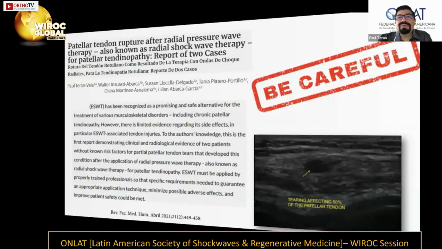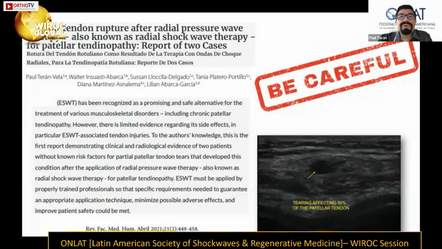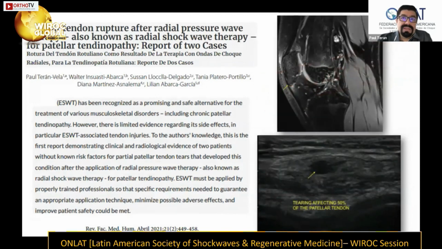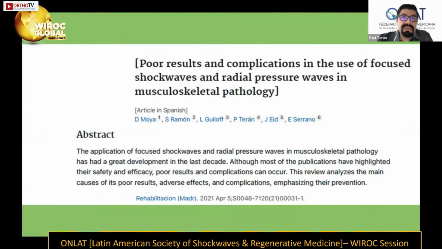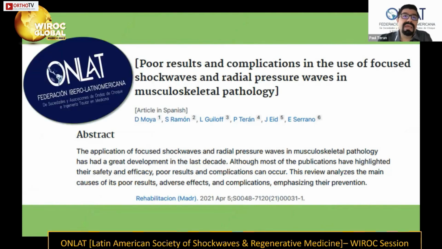We have started to see complications due to poor application and ignorance of this technology in cases of chronic tendinopathies, where it is observed like in this case: tendon tears and difficulty in tear resolution. Therefore, we recommend reading this review article, which was on OnLab before, detailing the complications and poor results with shock waves.